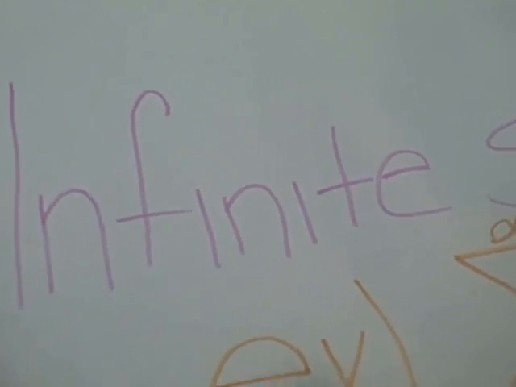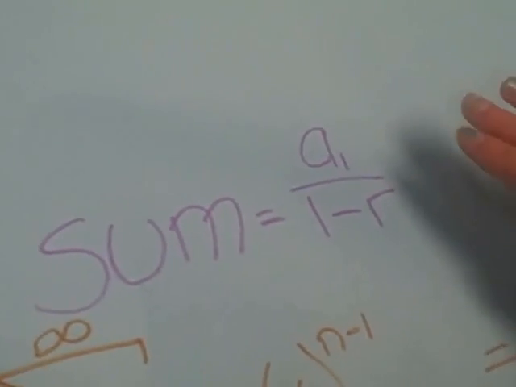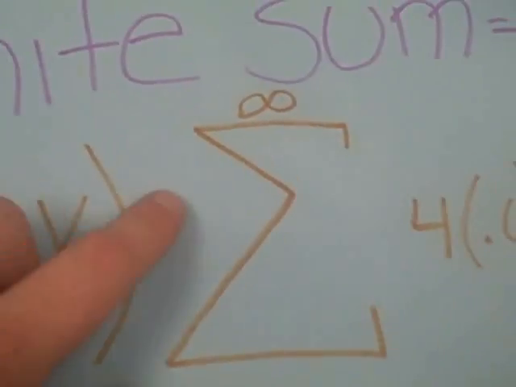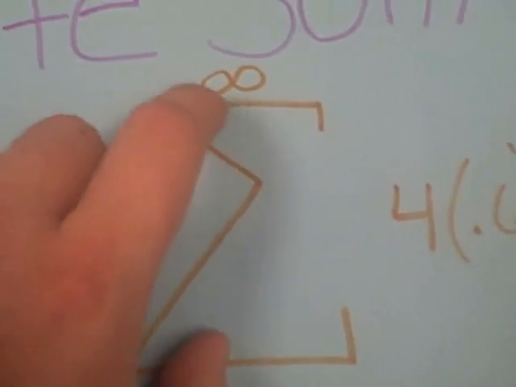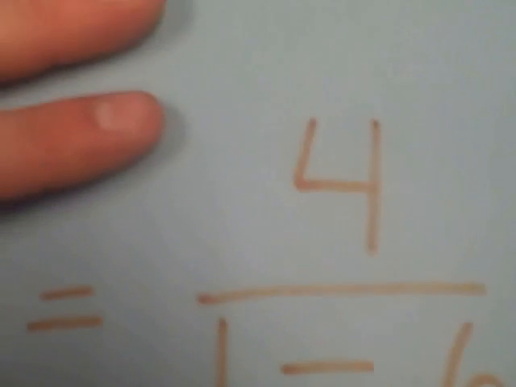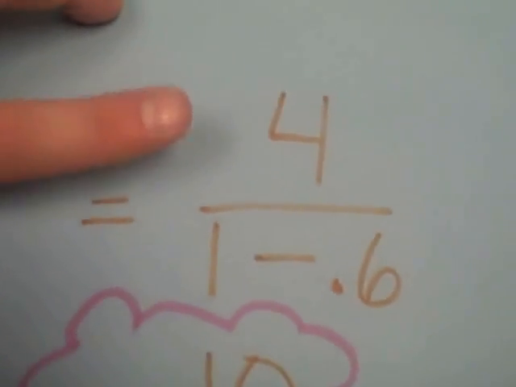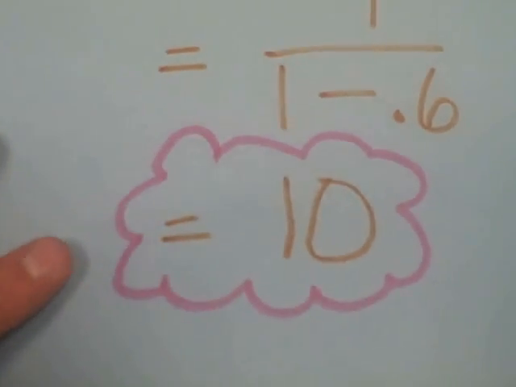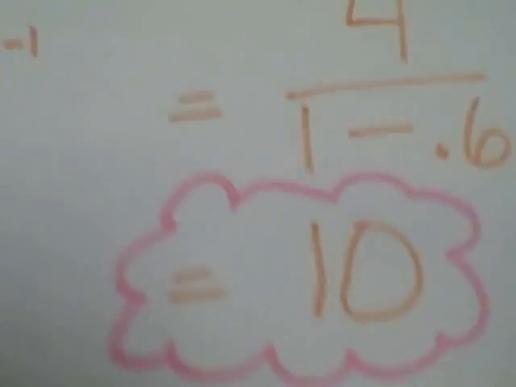With geometric sums, you also have infinite sums, where you use a different formula, a1 divided by 1 minus r, where r is our common ratio. Okay, for example, you want to find the sum from 1 to infinity, given that 4 is a1 and your ratio is 0.6. So we would do 4 over 1 minus 0.6, which gives you 4 over 0.4, which is equal to 10.